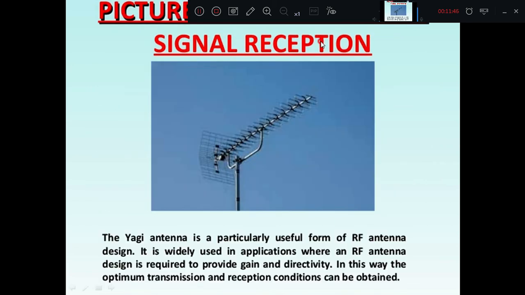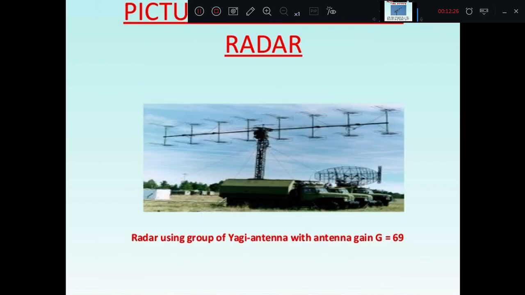This is a picture of an antenna used in TV signal reception. I don't know how many of you have seen this one. In our childhood, I have seen this type of antenna placed on the top roof of a house. The Yagi antenna is a particularly useful form of RF antenna design. It is widely used in applications where an RF antenna design is required to provide gain and directivity. In this way, the optimum transmission and reception conditions can be obtained.